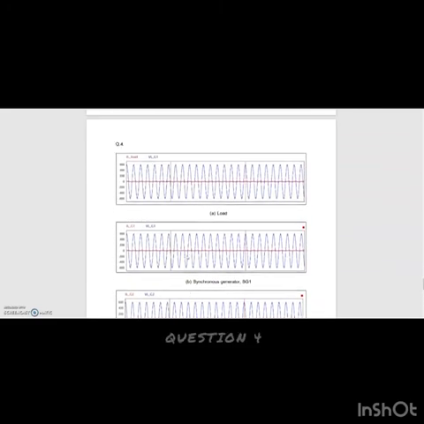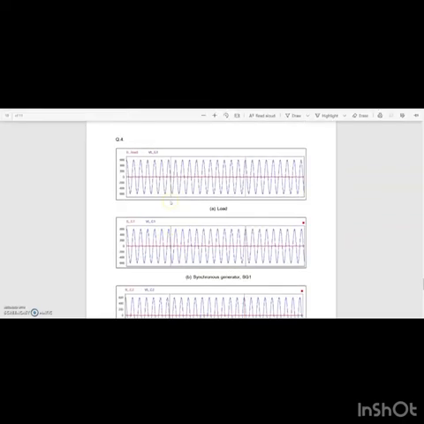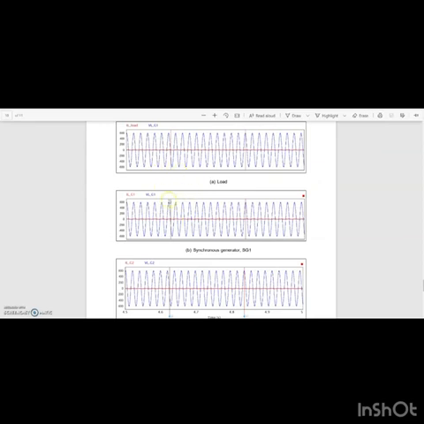For question 4, the question needs us to show the current and voltage waveforms of both synchronous generators and load after parallel condition for the time of 4.5 to 5 seconds. And then we need to measure and analyze the real power. This is the waveform that we get for question 4.